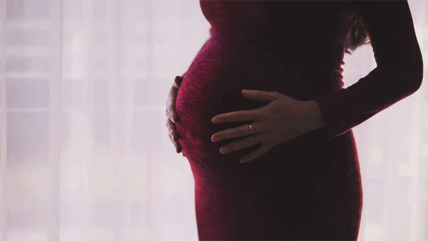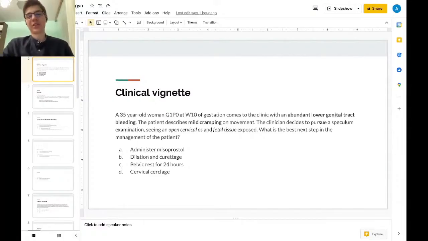A 35-year-old woman, G1P0, at the 10th week of gestation comes to the clinic with an abundant lower genital tract bleeding. The patient describes mild cramping on movement. The clinician decides to pursue a speculum examination, seeing an open cervical os and fetal tissue exposed. What is the best next step in the management of the patient?